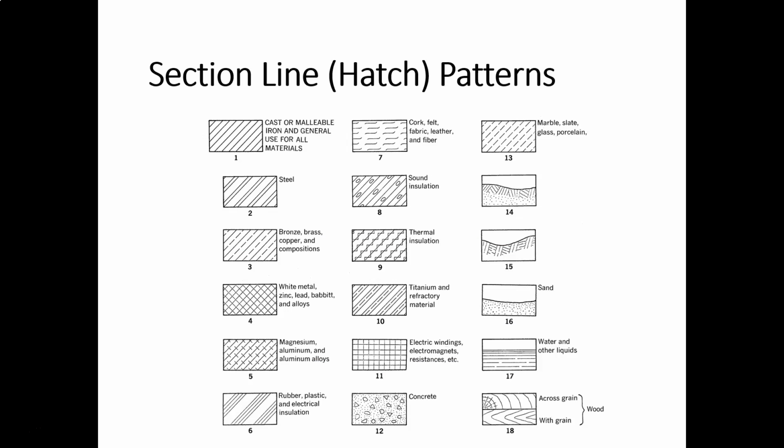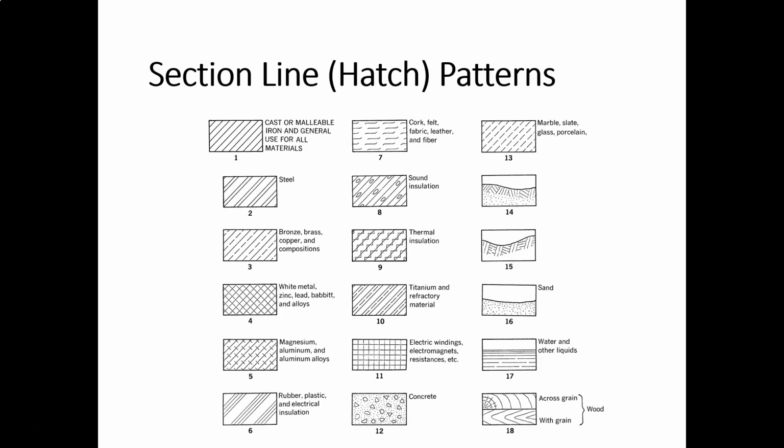All right, section line patterns. So you can see there's a lot of different section line patterns. And actually architects use this too. So you'll see some architectural patterns here for concrete and sand and earth and all that good stuff. There's some engineering patterns here for different materials: magnesium, white metal, steel, cast or malleable iron, cork, all that good stuff. Now, this is an old chart, all right?